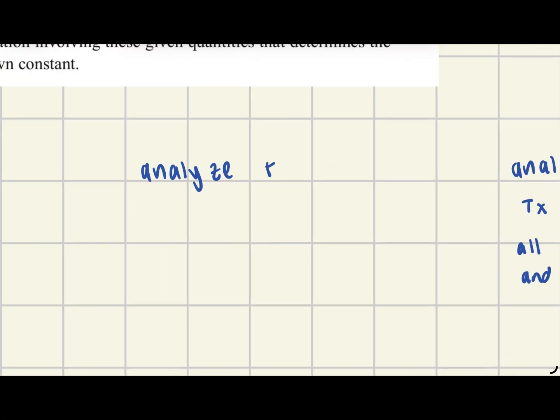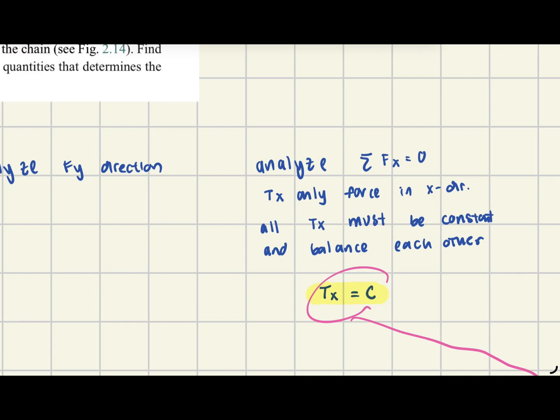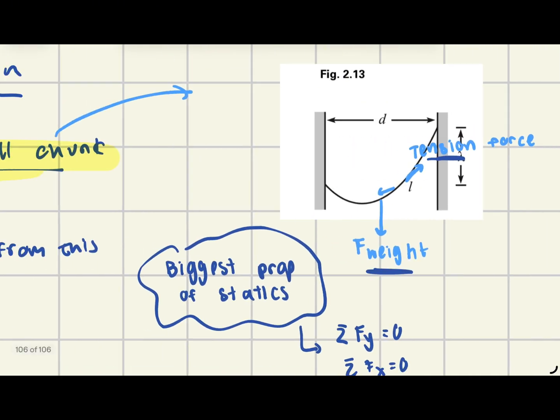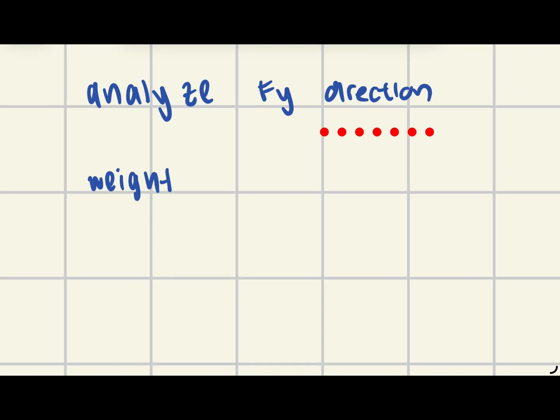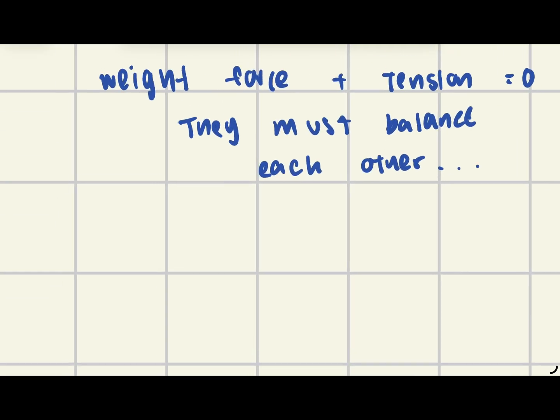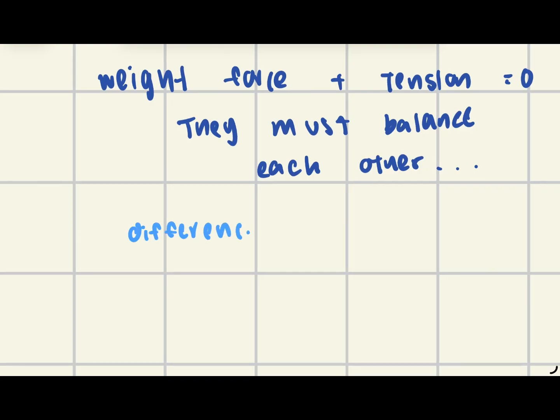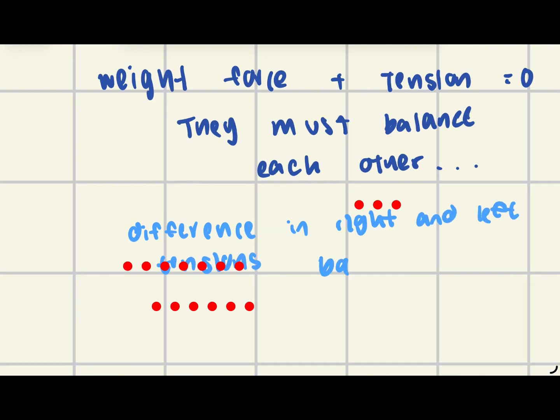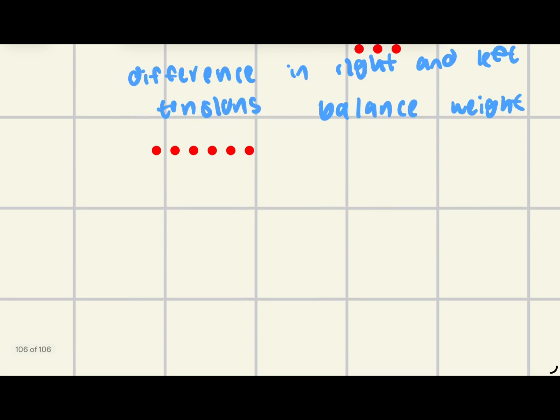And now what we can do is analyze the forces in the y direction. This is a crucial step because we basically have what the function is in terms of its derivative and Fy. The 2 forces we have are the weight force and the tension, and because of statics, we know that the net force in the y direction has to be 0. So the weight force and the tension need to balance each other out. What we can see from our diagram is that the difference in the tension, the difference between the right and the left, is what is going to balance with the weight force. So now we have another relationship.